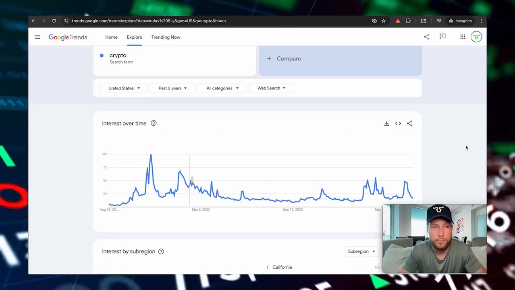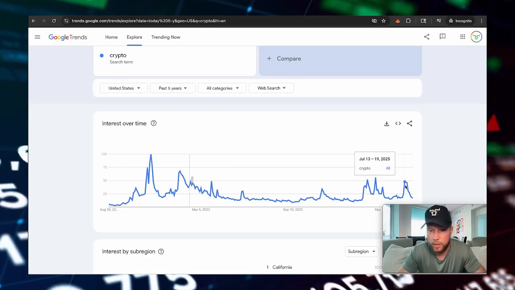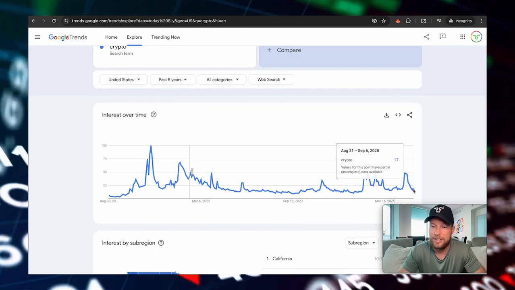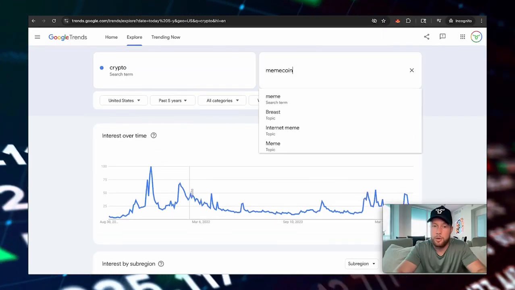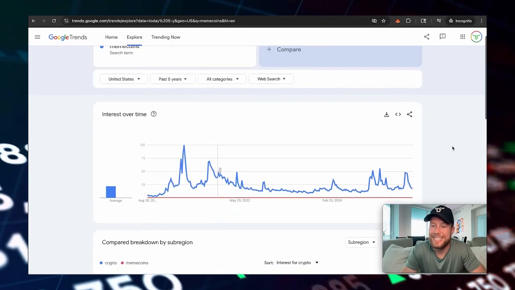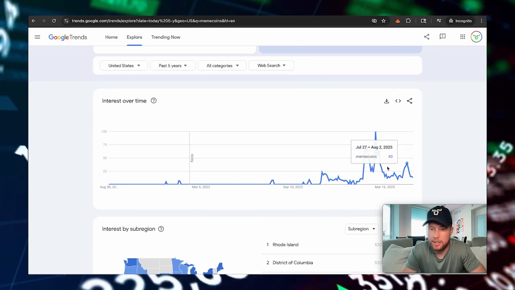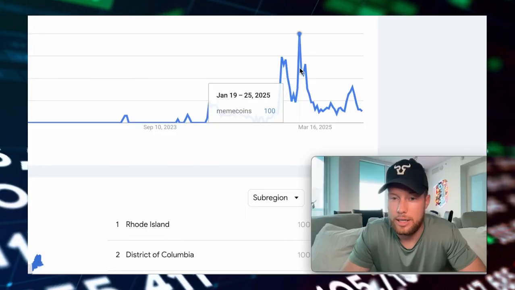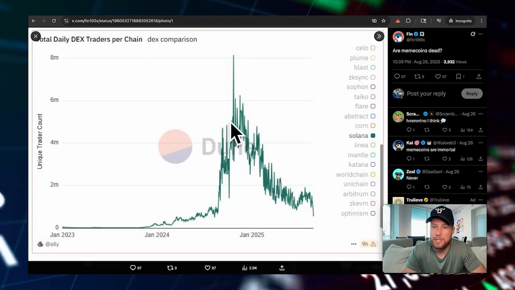So if we look up crypto on Google Trends, we can see that we've pulled back from July from 48 out of 100 to now about 17 out of 100 in terms of public interest and retail interest. And if we look up something like meme coins and remove crypto so we can see the interest in meme coins, it's at 13 out of 100. We've pulled back drastically from July, and even back here in January when we were 100 out of 100, when everything was going parabolic based on Solana's blockchain.